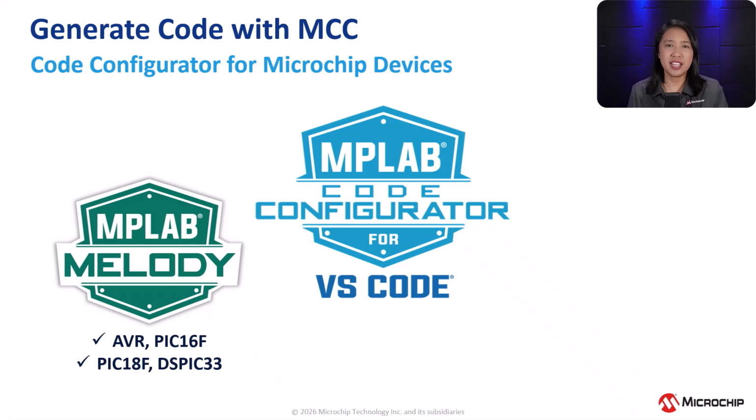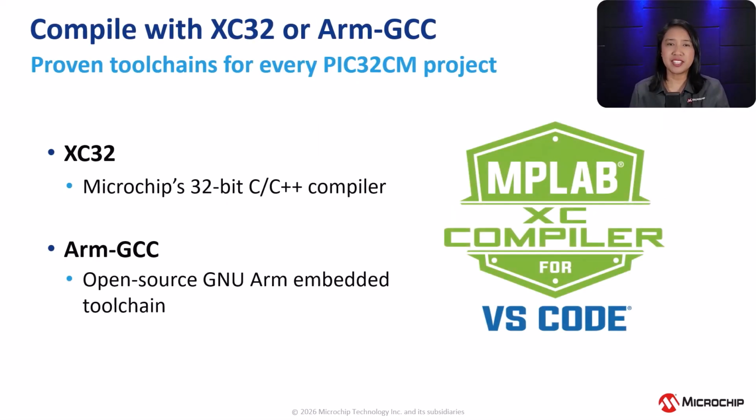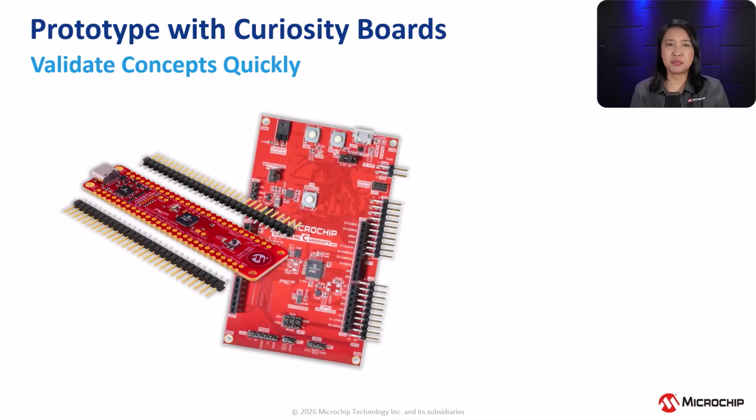While 8-bit PIC and AVR have MPLAB Melody, PIC32C and SAM drivers are generated by MPLAB Harmony. We'll be covering more of MCC in the next video. On the compiler side, PIC32CM devices use XE32 or Arm-GCC. And for hardware evaluation, Curiosity Nano and Curiosity Pro boards help teams validate concepts quickly.